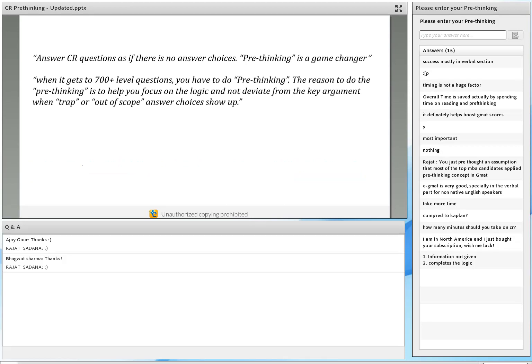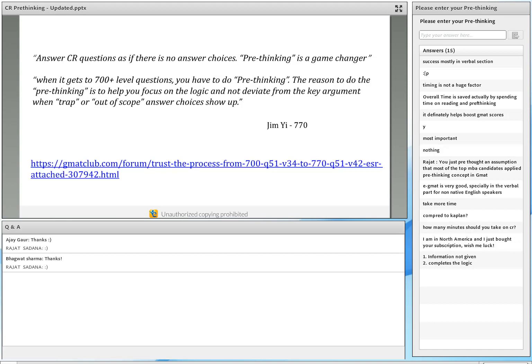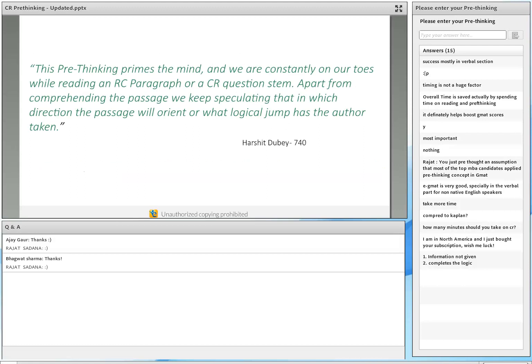The guy who scored 740 overall. There's another guy who scored a 770. This was, I think, late last year. He says, answer CR questions as if there are no answer choices. This guy improved from a 700 to a 770 in about 18 days. He says, when it gets to 700 plus level questions, you have to do pre-thinking. The reason to do the pre-thinking is to help you focus on logic and not deviate from the key argument when trap or out of scope answer choices show up. Again, this guy's a Canadian, someone was talking about native speakers. And again, he improved from a V34, which was the 35th percentile overall, to a V42, which was the 97th percentile.